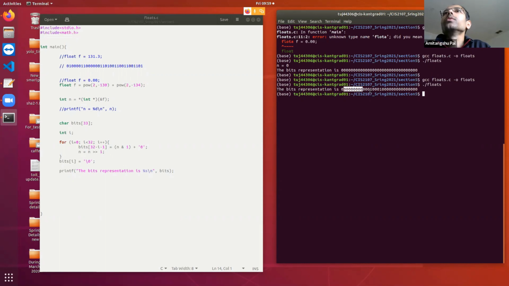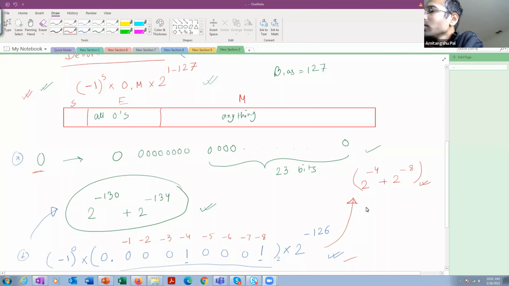So 0001, so this position represents 2 to the minus 4. This position gets a weightage of 2 to the minus 4. This position gives a weightage of 2 to the minus 8. That means ultimately I'm going to get this bit pattern corresponding to this number. So in both of these cases, you will see that all the exponent bits are all zeros. So if the exponent bits are all zeros, you need to understand that this is representing denormalized values. Clear? So we have learned how to represent normalized value as well as denormalized value using the floating point notation.